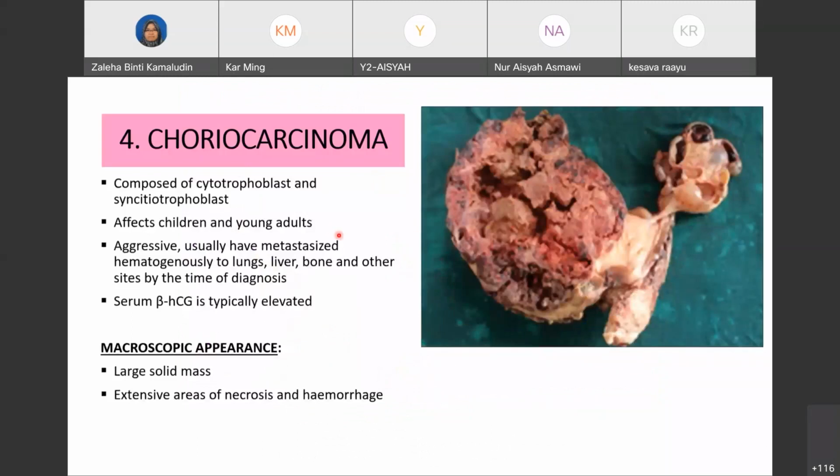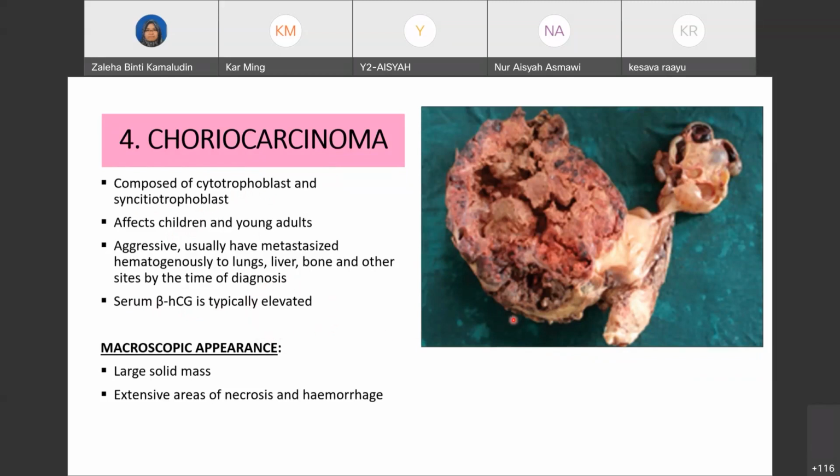And then the fourth type of germ cell tumor is the choriocarcinoma. This choriocarcinoma can occur in the ovary as well as in the uterine cavity. It is composed of cytotrophoblast and syncytiotrophoblast. It usually affects children and young adults. This is a very aggressive tumor, but it shows a good response to chemotherapy. In terms of serum, you can detect beta hCG, and usually the level of beta hCG is elevated.